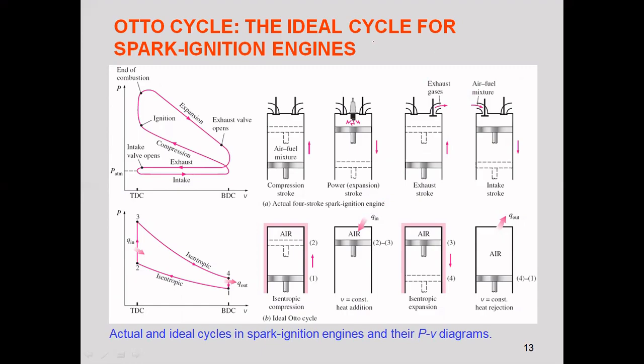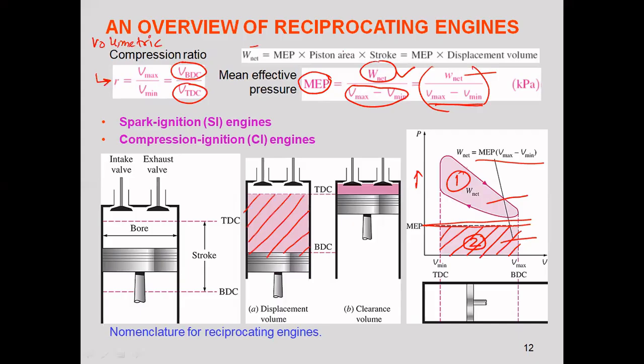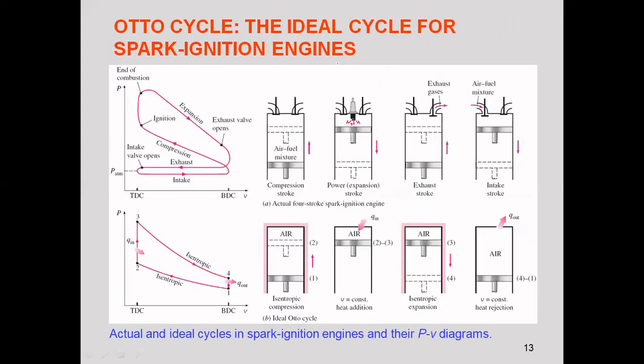So Otto cycle, the ideal cycle for the spark ignition engine. Now we are taking up the special cycle, that is the Otto cycle. This is called the ideal cycle for the spark ignition engine. Spark ignition, in short, is called SI engine. SI engines, or spark ignition engines, are generally called gasoline engines or petrol engines, etc.